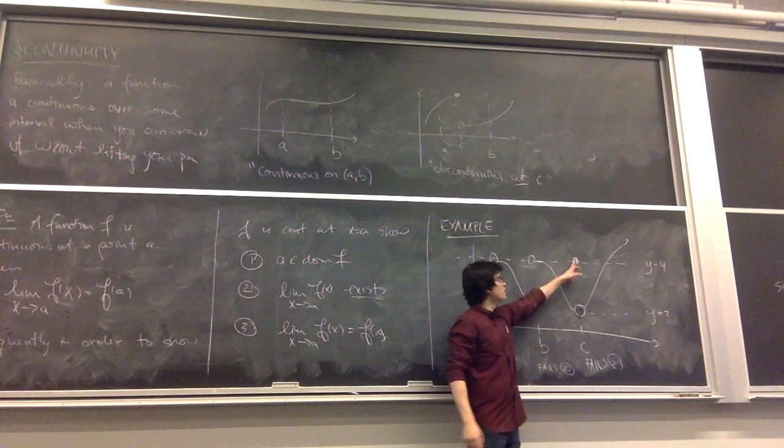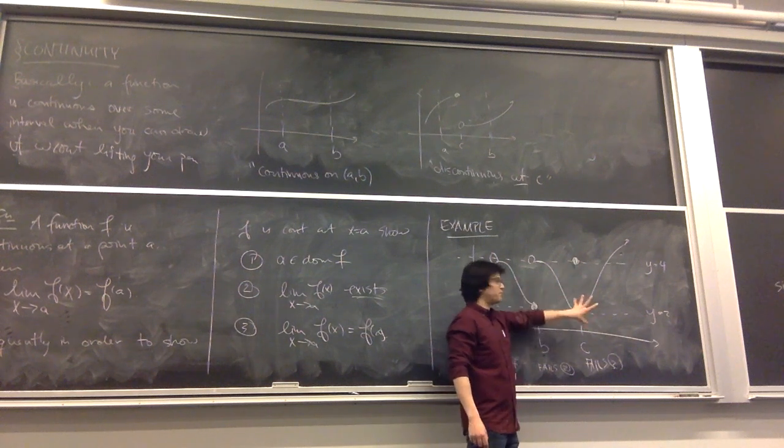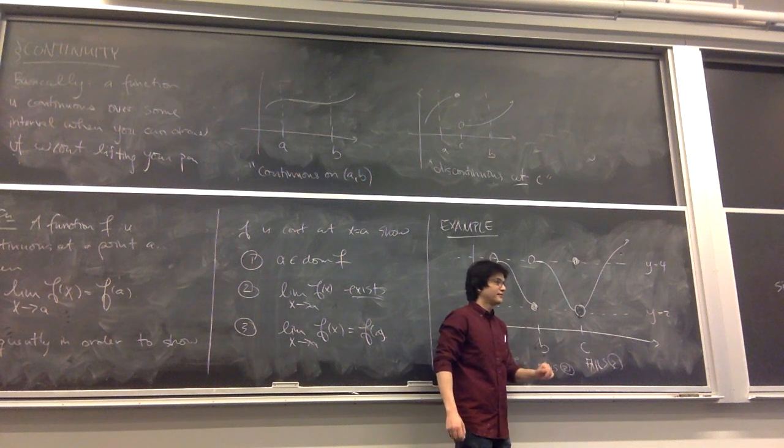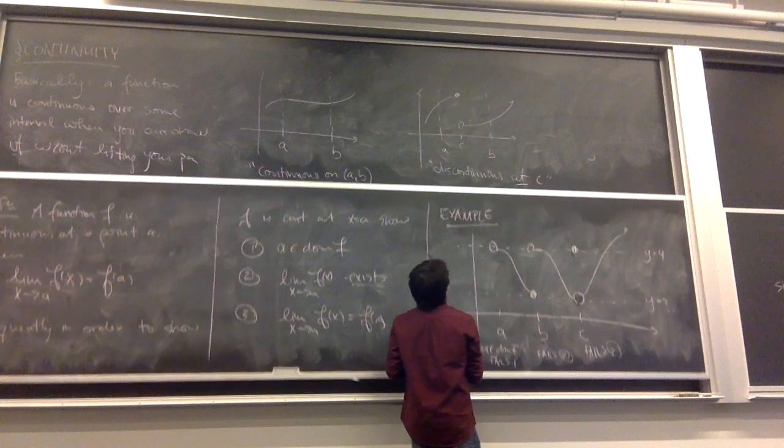This is actually called a removable discontinuity. A removable discontinuity is one that you simply can put back and it fixes everything. Because sometimes we generate holes by dividing, and it's nice to put them back.